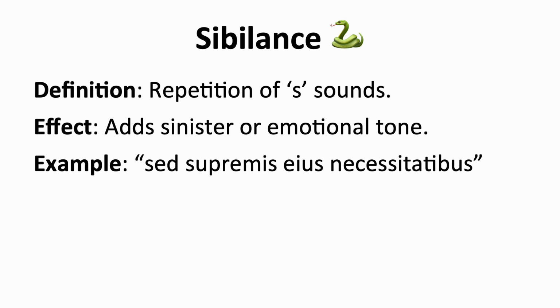Now, sibilance is the repetition of S sounds, often creating a sinister or whispery tone. In sed supremis necessitatibus, the hissing gives the line a bitter, unpleasant edge. Now, Tacitus might be expressing his own scorn here for the situation, or for Messalina and her mother Lepida.